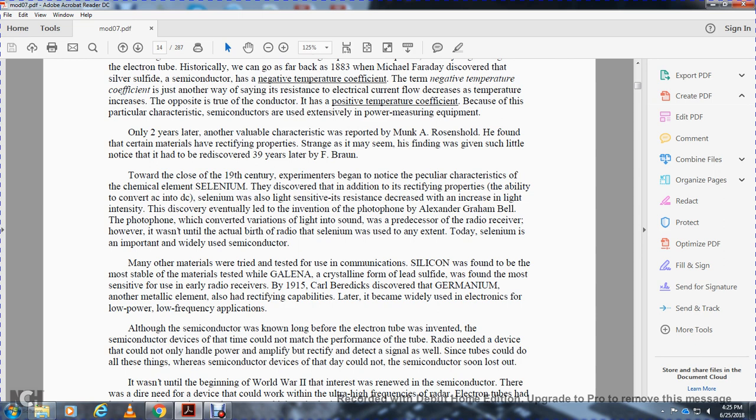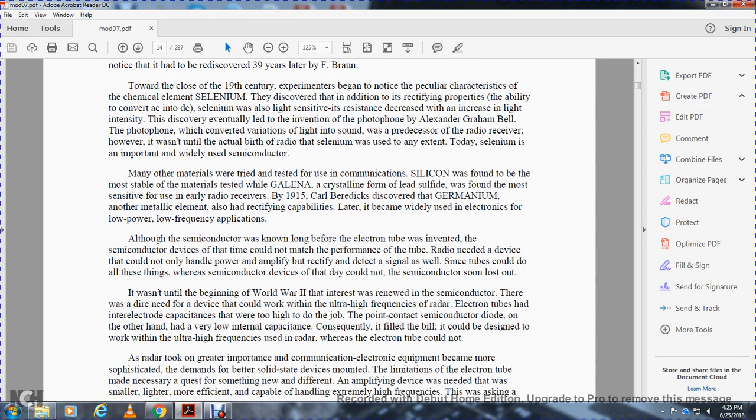Today, silicon is an important and widely used semiconductor. Many other materials were tried and tested for use in communication. Silicon was found to be the most suitable material tested, while galena, a crystalline form of lead sulfide, was found to be the most sensitive for use in the early radio receiver.